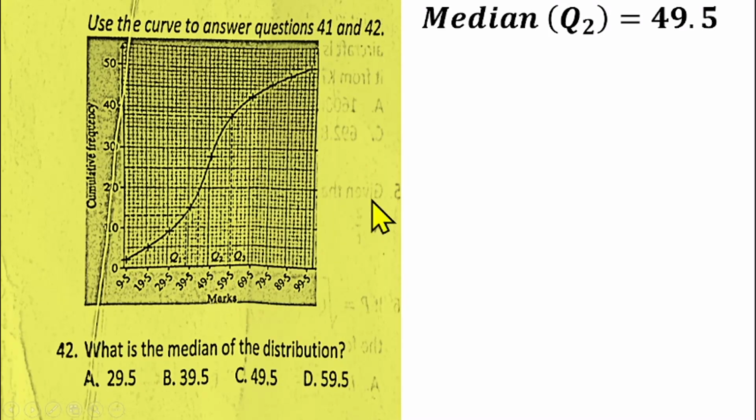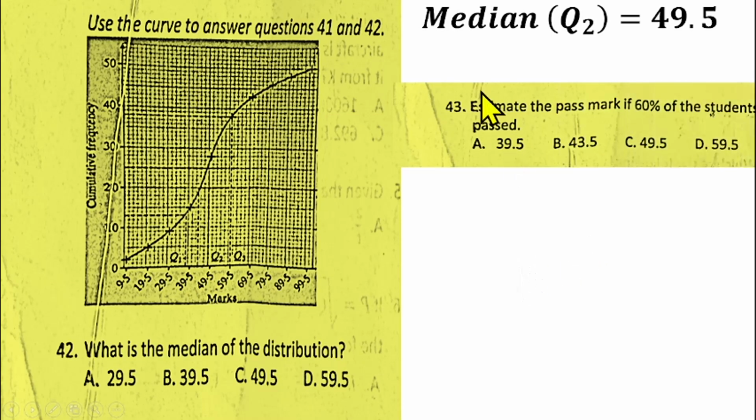That's 49.5, which is option C. Then for question number 43, you have to estimate the pass mark if 60% of the students pass. The total number of students that we have here is 50, because that's the highest cumulative frequency there.